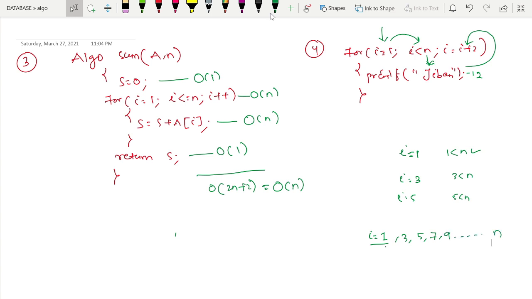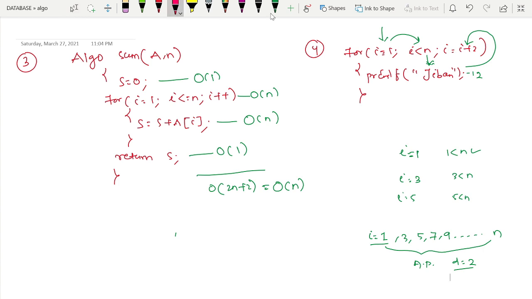So if you look at this sequence, this series, we can see that this is an AP series, right? The difference between two consecutive terms is 2. So how to find out the number of terms? This is one of the important formulas, you need to understand it.